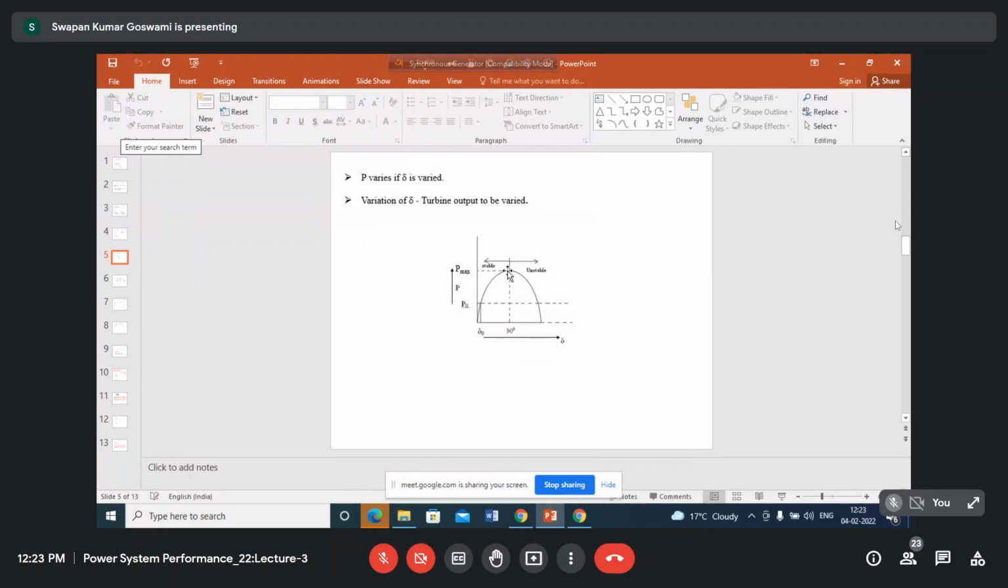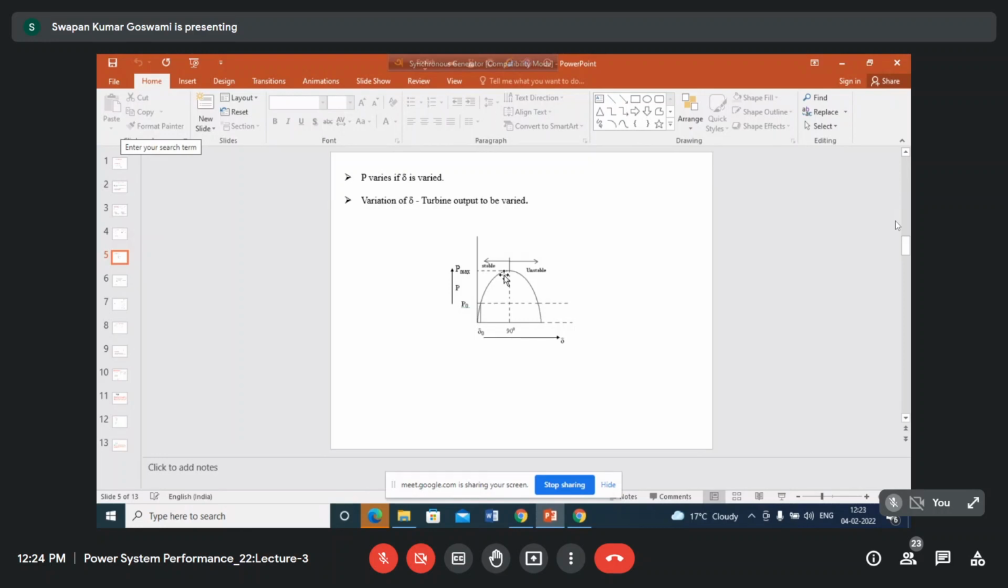Thus, this point from 90 degree to above, the higher value of delta, may be identified as the unstable operating zone of the generator. And from delta equal to 0 to this point, delta 90 degree for a cylindrical rotor machine, we can say that the generator will be operating at stable condition.